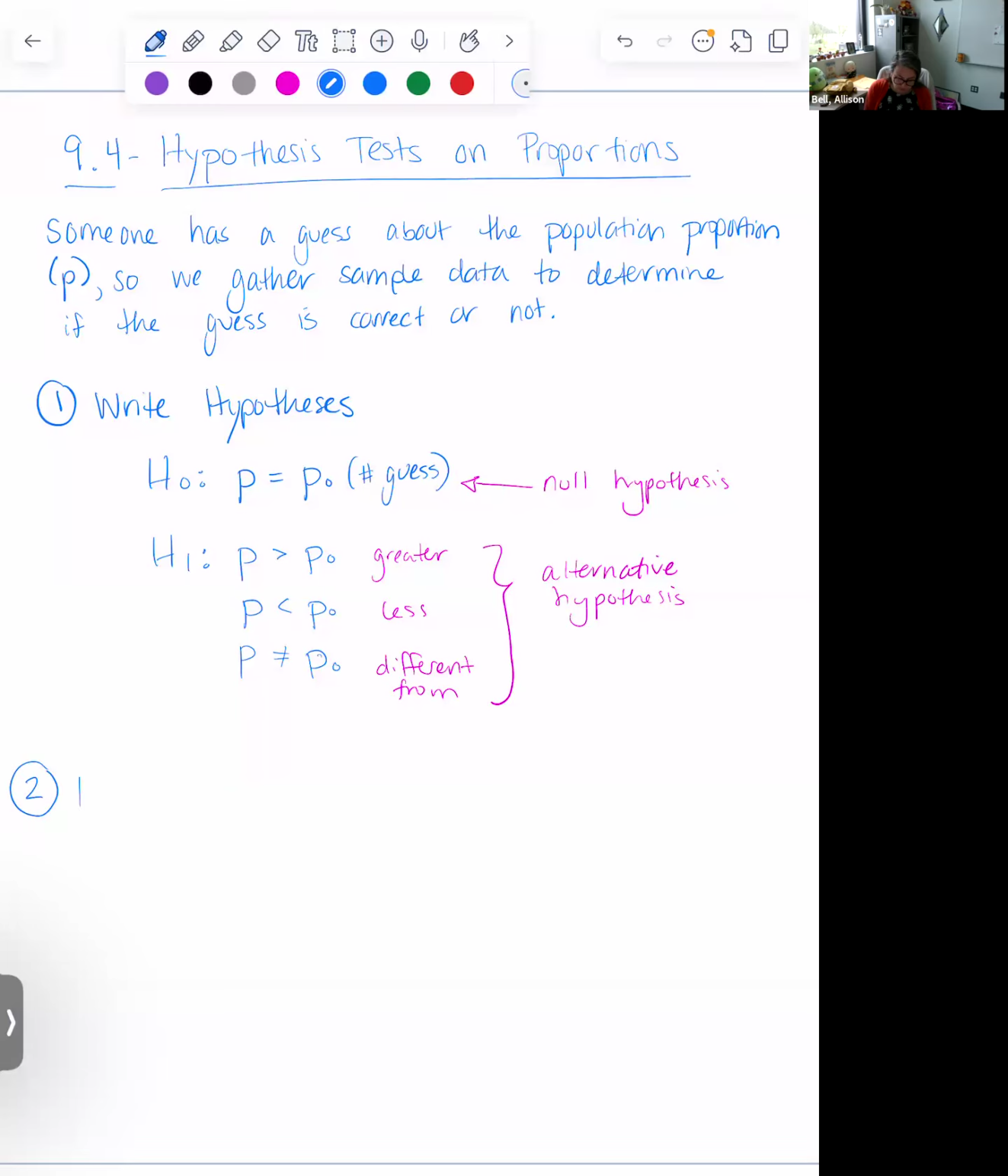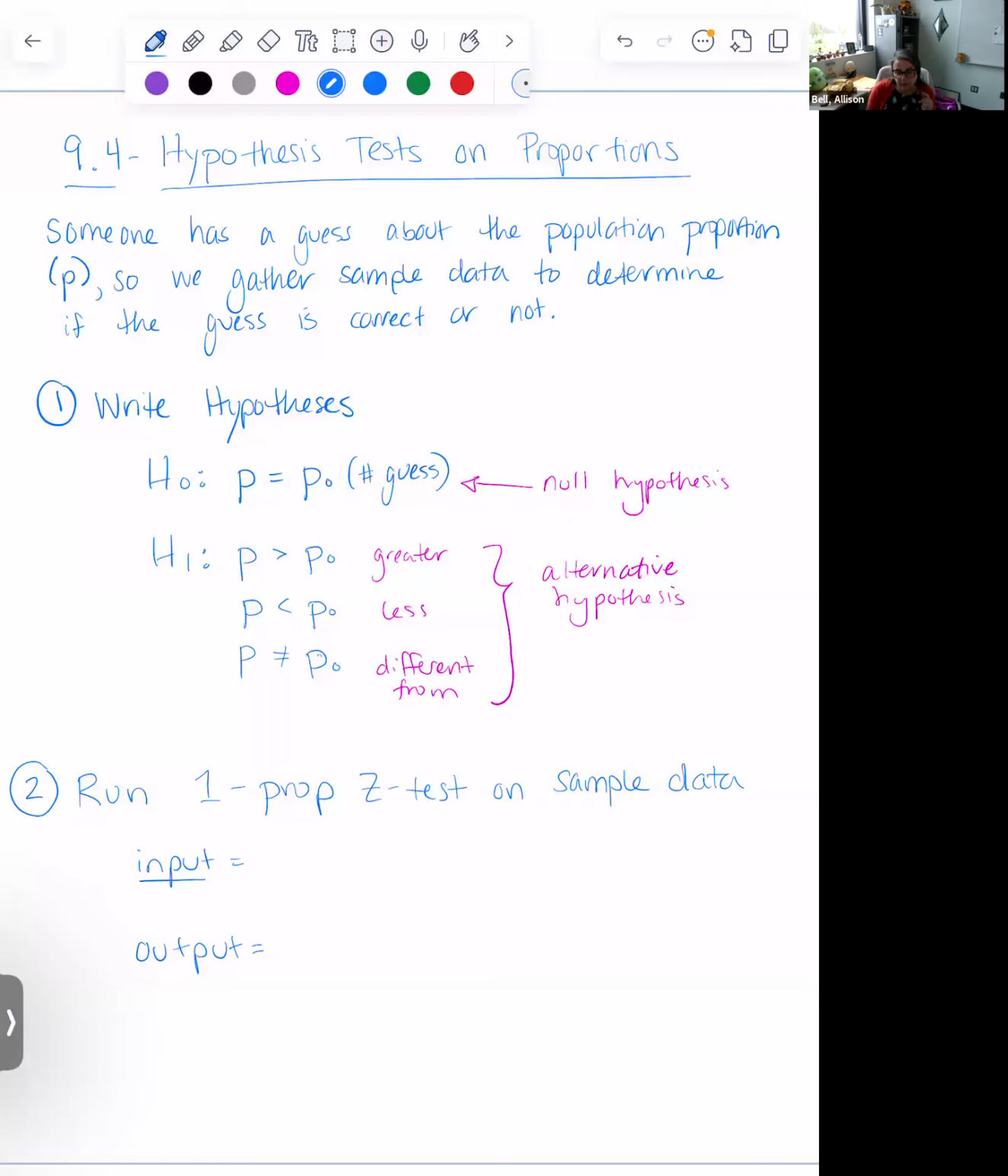Step two. In this case, we're going to go to our calculator, and because this is proportions, we're going to run a one prop z-test on the sample data. So what that means is that we need to think about our input. We don't need an A and a B. There's only one type of input. And we need to think about what comes out of the calculator, the output. And then we can decipher what that all means.